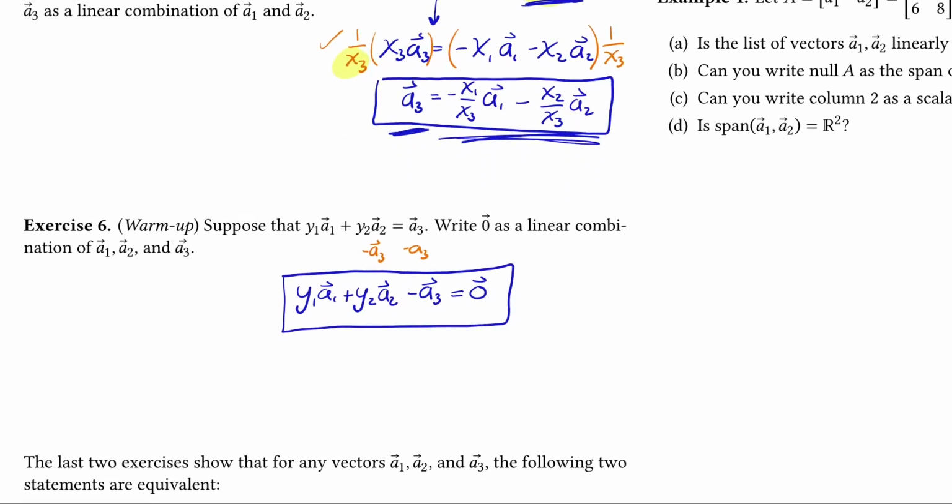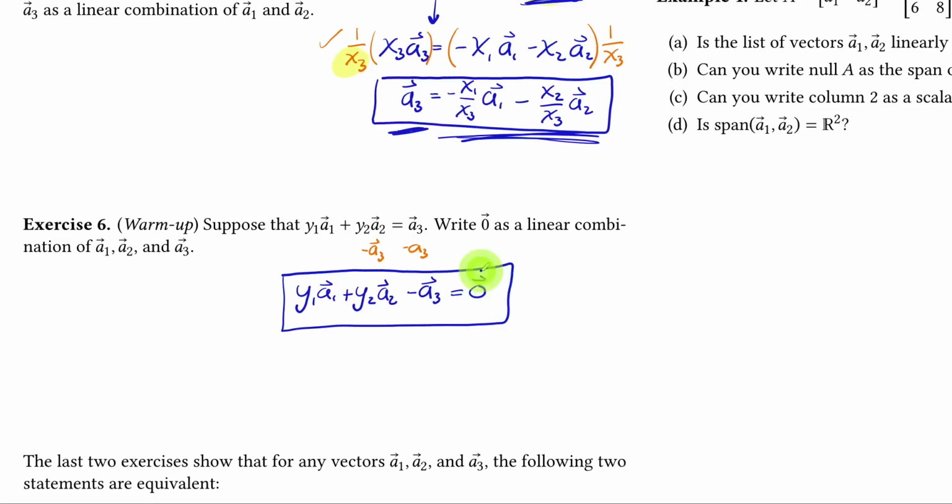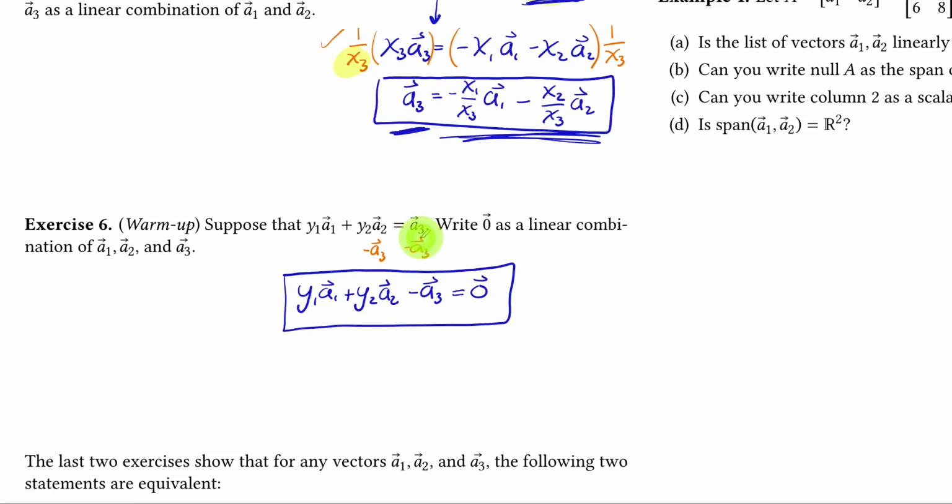Likewise with exercise 6, to get 0 as a linear combination of these other vectors, we just need to move the a3 over to the left side, subtract a3 from both sides, and this is a linear combination with coefficients y1, y2, and -1, and it gives you 0.